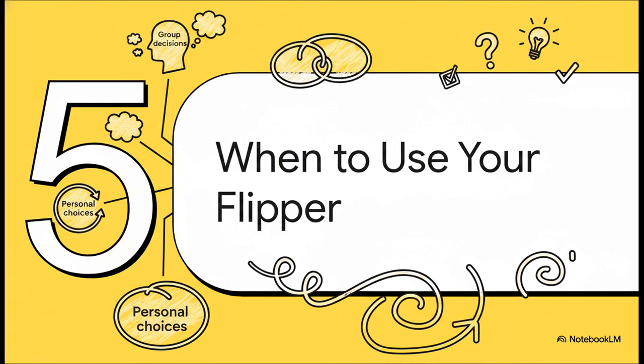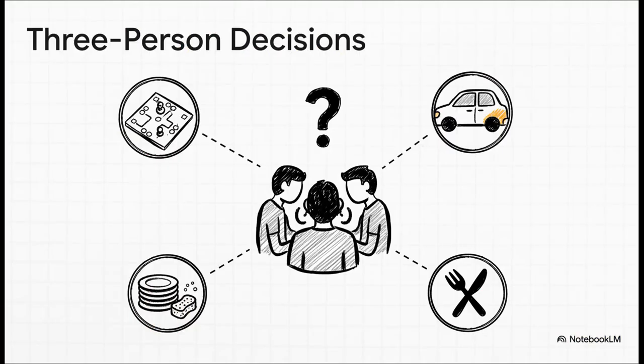All right, so we know how it works, but where does it actually come in handy? The applications are surprisingly broad for both group and personal decisions. This is perfect for any scenario with 3 people. Who goes first in a board game? Who gets the front seat on a road trip? Who has to do the dishes tonight? Instead of arguing, you just flip the custom coin. It's fast, fair, and it ends the debate immediately.